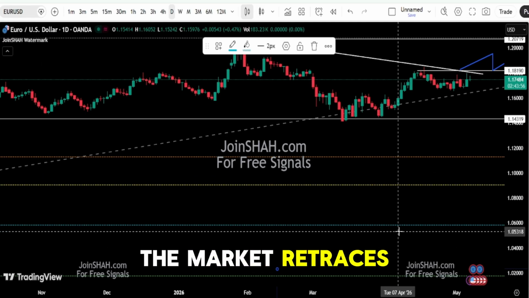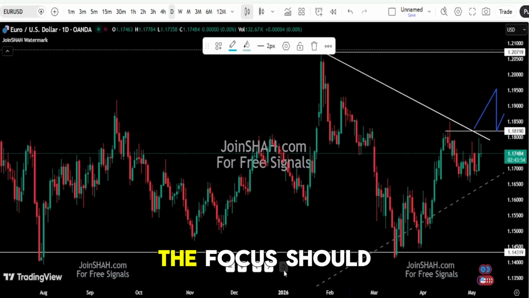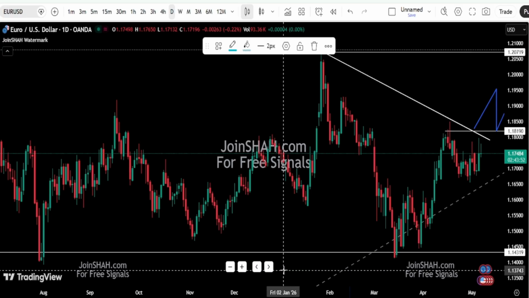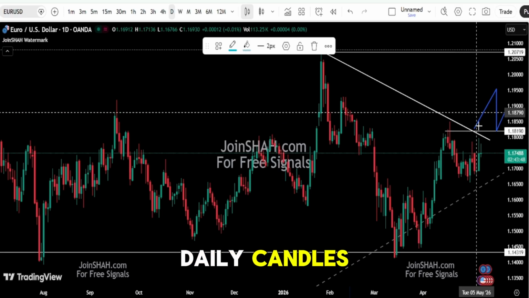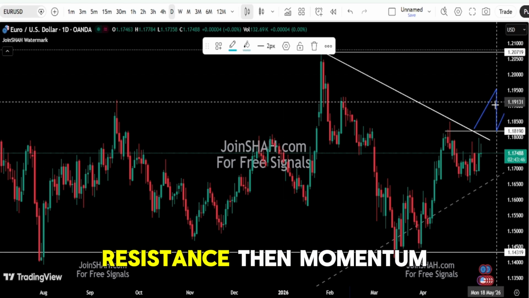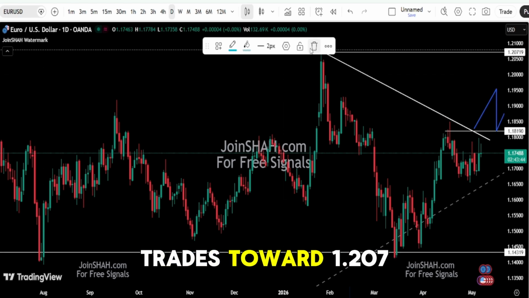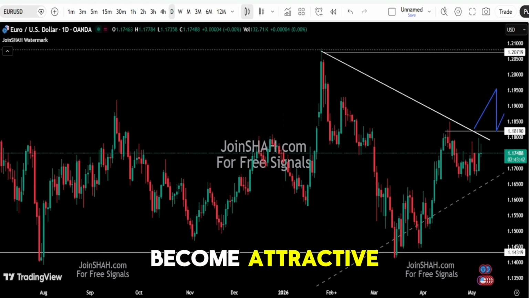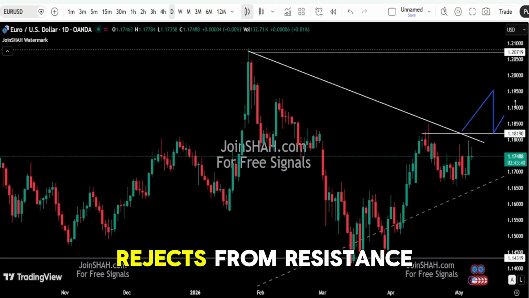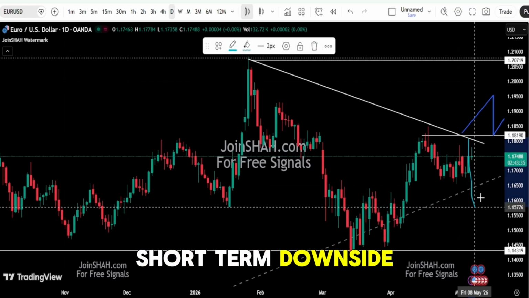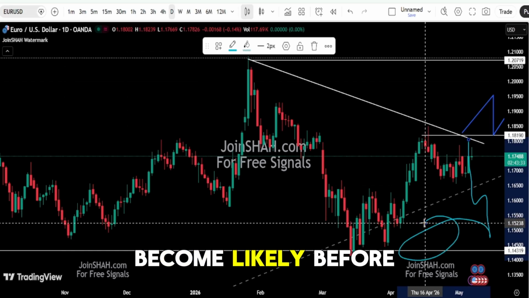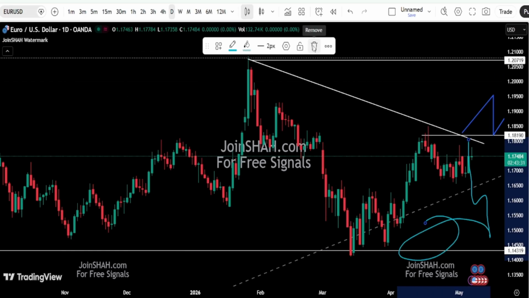For swing traders, the focus should be on confirmation. If EURUSD breaks the trend line with strong daily candles and closes above resistance, then momentum trades toward 1.207 become attractive. But if price rejects from resistance and loses daily support, then short-term downside liquidity sweeps become likely before continuation.